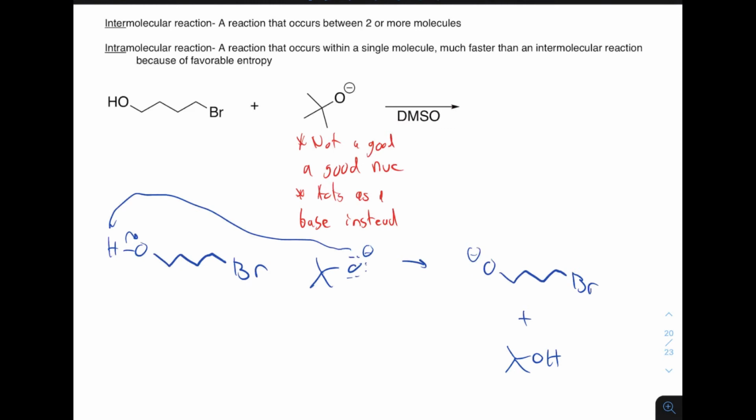And so what happens, because this is an intramolecular reaction, the oxygen on the molecule ends up being the thing that attacks that carbon center there and kicks off bromine as a leaving group. And so what we end up getting is something that looks like this. We get this sort of ring structure here.